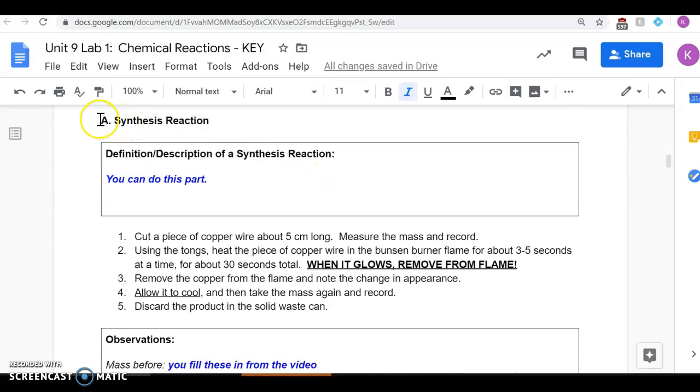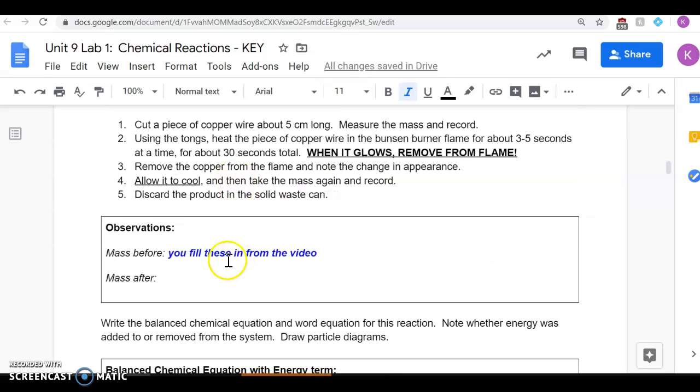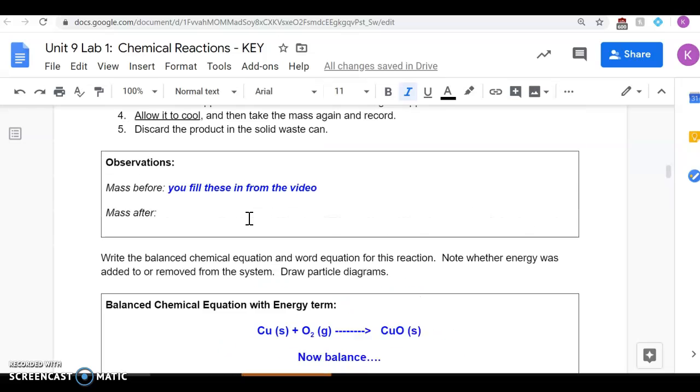So this is part A, the synthesis reaction, where we heated the copper wire on the stove. All right, you can do this part, description of a synthesis reaction. Look at discussion 1 in the packet, or you can Google it, it's fine also. All right, you watch the video about what this side did. You should fill in these masses from the video that I took.